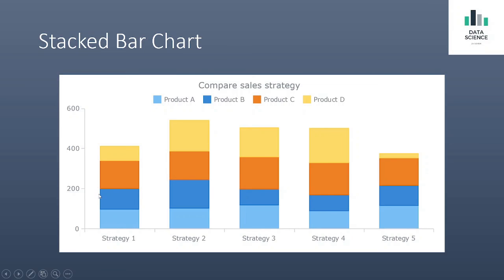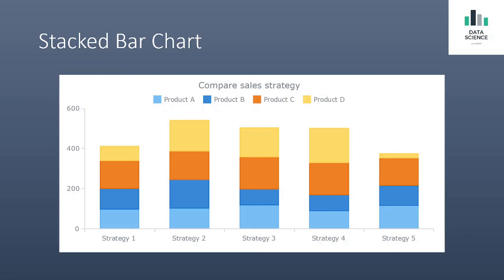Then product B can be sold around 200 minus 80, that is 120. Product C has been sold around, let us consider it 340. 340 minus 200, 140. And product D has been sold least, that is 410 minus 340, so it is 70. So this chart is showing the proportion, or the composition, of the third category actually.